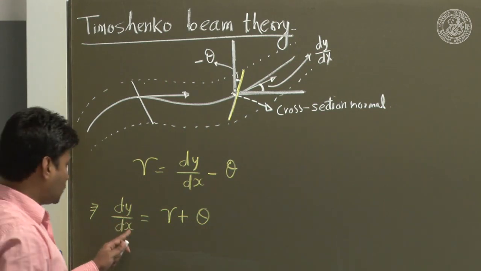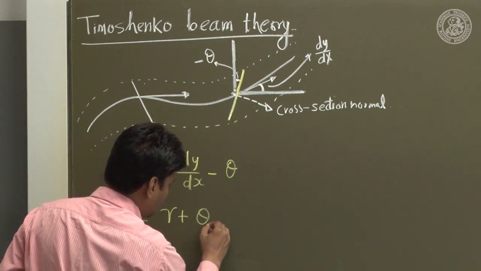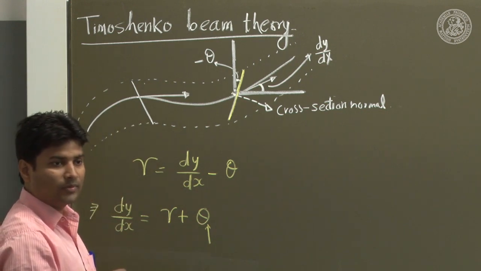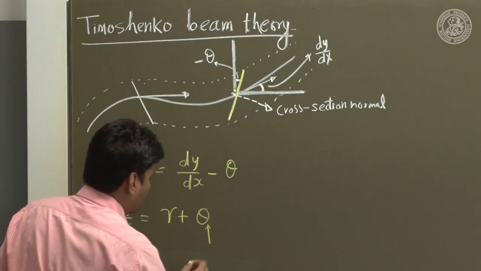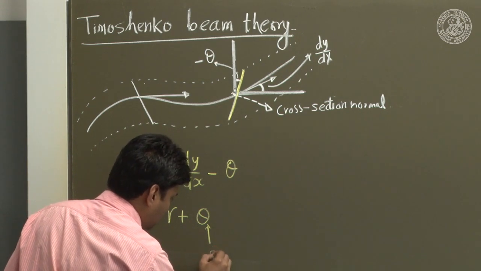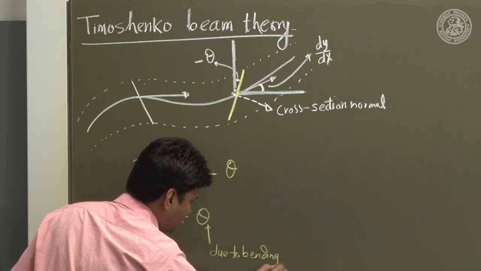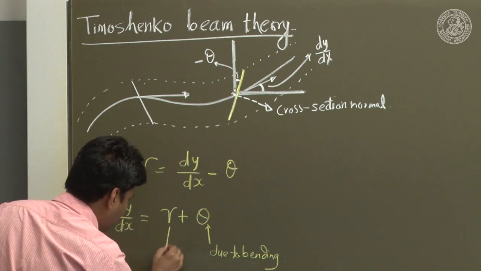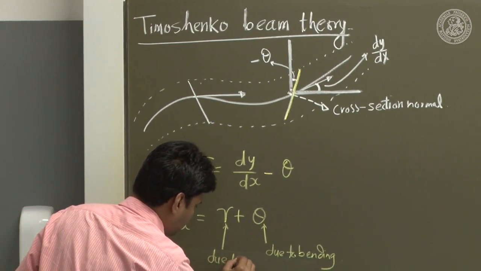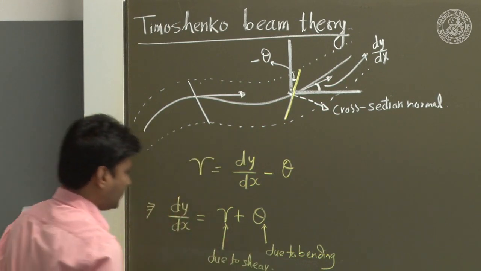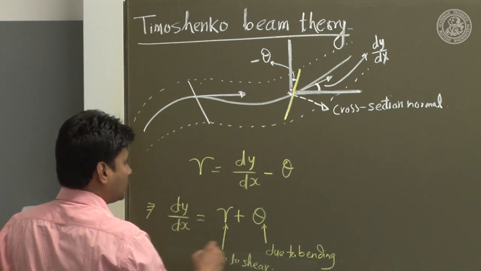So you see that the slope, the rotation of the slope, has contribution from two terms. The first term, this theta, is the rotation due to cross-section rotation, which we also call due to bending. We will see why we call this due to bending. Whereas the gamma, that's also rotation due to shear.